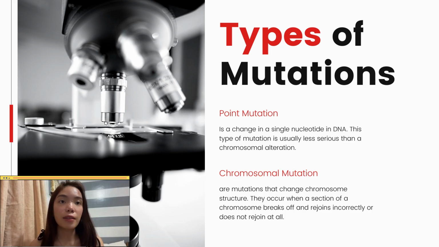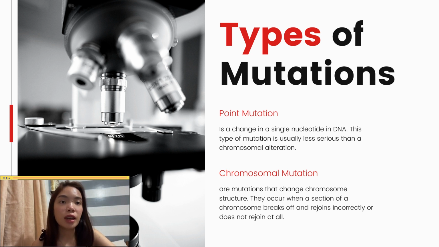Now let us talk about the types of mutation. The two main types that we are going to tackle are the point and chromosomal mutations. So, point mutation is a change in a single nucleotide in DNA. This type of mutation is usually less serious than a chromosomal alteration. So, an example of a point mutation is a mutation that changes the codon UUU to the codon UCU. Point mutations can be silent, missense, or nonsense mutations.